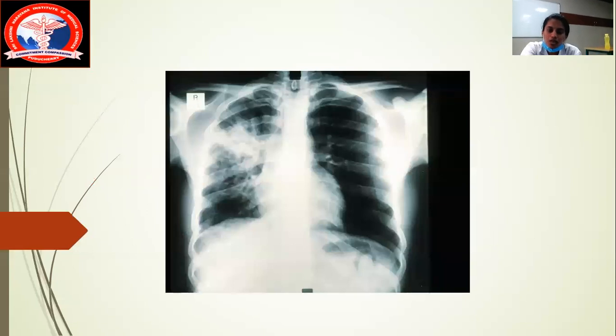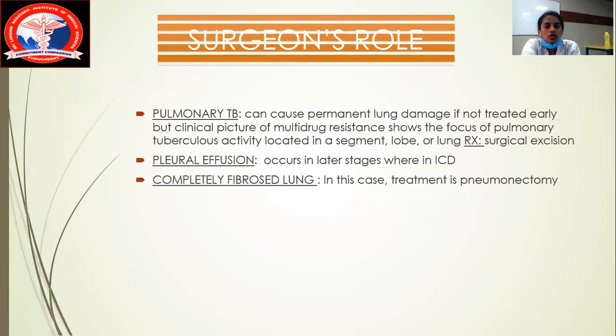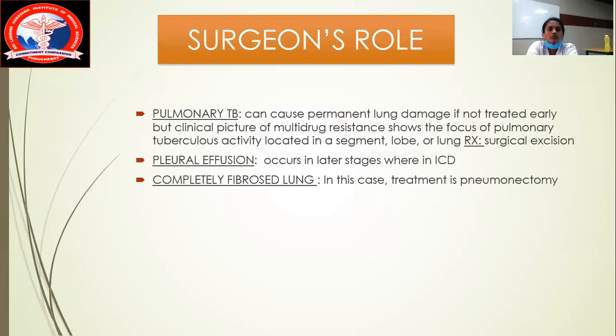Here you can see the chest X-ray of a TB patient. For example, the patient has pulmonary TB and long-standing permanent lung damage is seen. As a surgeon, you are going to do a surgical excision. If there is a pleural effusion, we do an intercostal drainage. For a completely fibrous lung, you go for a pneumonectomy.